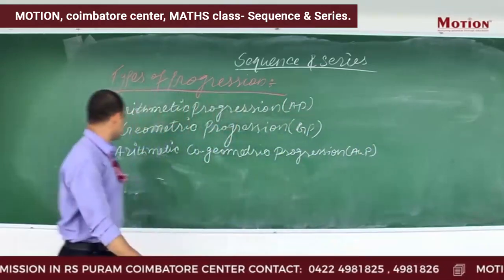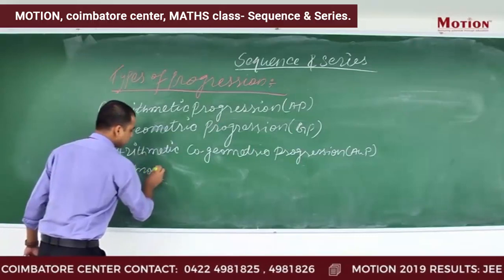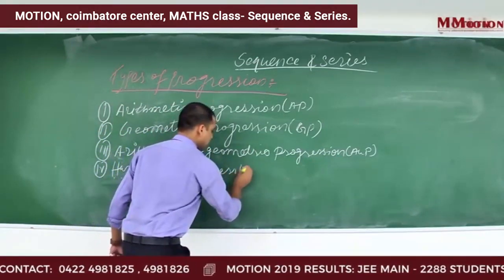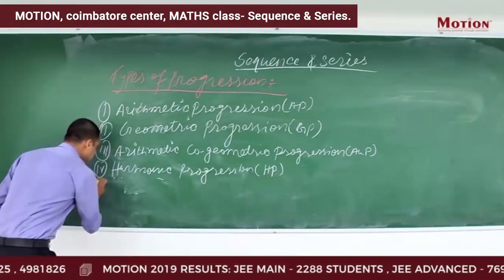AGP. In short you can say AGP. Fourth one, harmonic progression, in short you can say HP. And fifth one, miscellaneous problems.